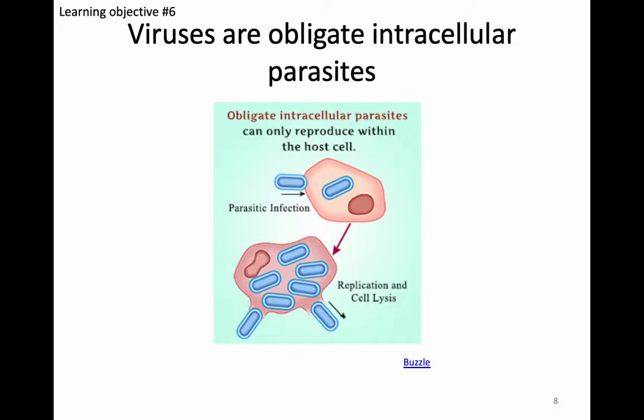Viruses are obligate intracellular parasites, which means they are inactive outside of a host cell. They have to get into a host cell in order to reproduce, and so they live intracellularly, and they are obligated to be intracellular because they cannot reproduce without being inside of a host cell. The word parasite here implies that the virus being inside the host cell is harmful to the host cell. So the virus's relationship with the host cell is a parasitic one.